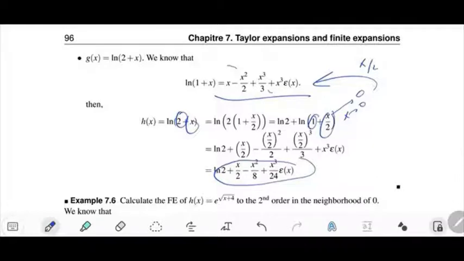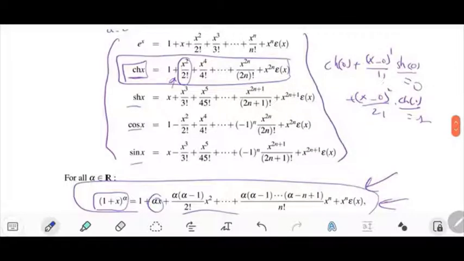So in fact, these formulas in here that we did before, we are using them now, but by replacing x by u. So we are doing like sh of u is equal to etc., and u is a function of x that should go to 0 if we are calculating the finite expansion around 0. So it should be going to 0 as x tends to 0. Otherwise, we cannot calculate the expansion of the composite function this way.